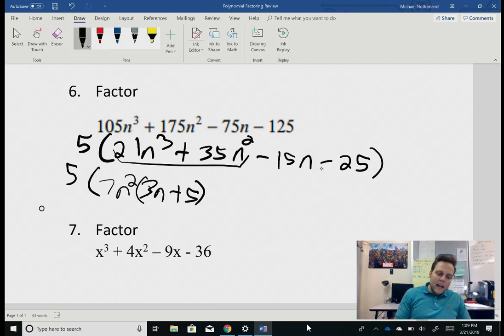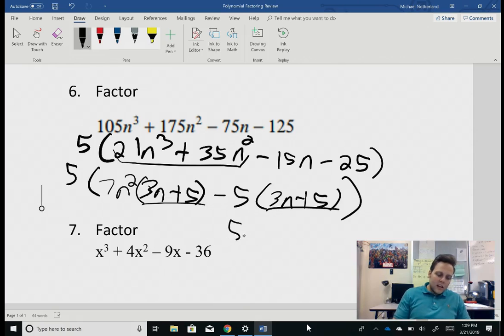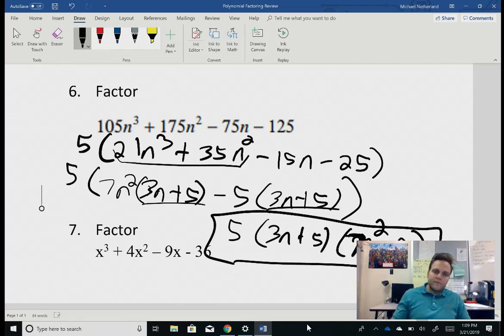Now look at these next 2. What do they have in common? They both have a 5 in common, so I say minus 5. Since I pulled out a minus 5, that changes the negative 15n to a positive, so positive 3n, and the negative 25 to a plus 5. I noticed that I got the same parentheses twice, so I carry my GCF of 5 times 3n plus 5 times 7n squared minus 5. Boom, there we go. That's all there is to it. Moving on to the next problem.